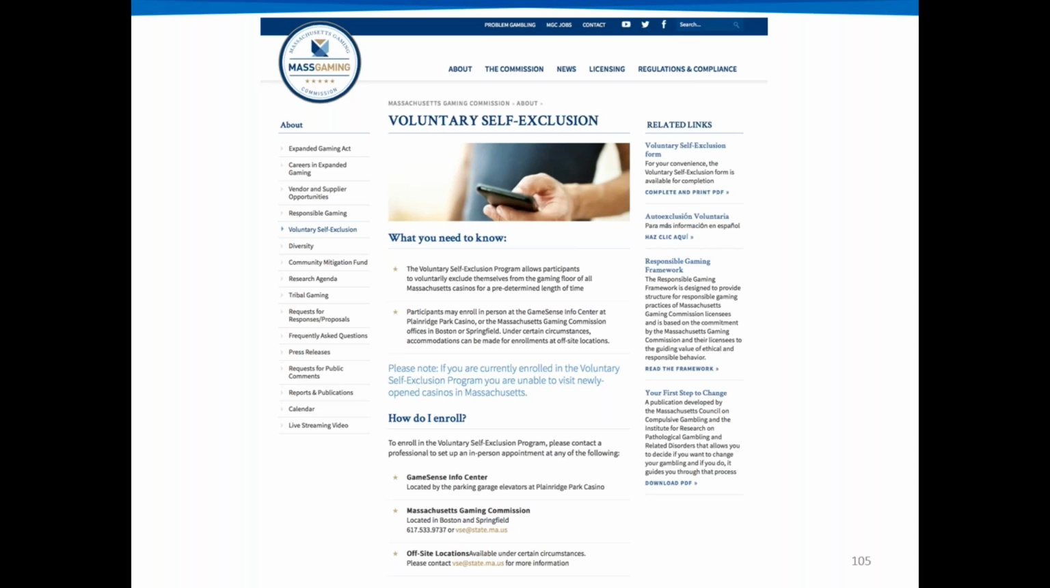The Massachusetts VSE contract covers all Massachusetts casino properties, so those who currently are enrolled at Plainridge Park Casino also will be restricted from MGM Springfield and Encore Boston Harbor when these properties open. At any time after an individual's VSE period has expired, they can request that their name be removed from the VSE list. To finalize their removal from the list, the individual must complete an exit interview with an MGC, Mass Gaming Commission, designated agent.